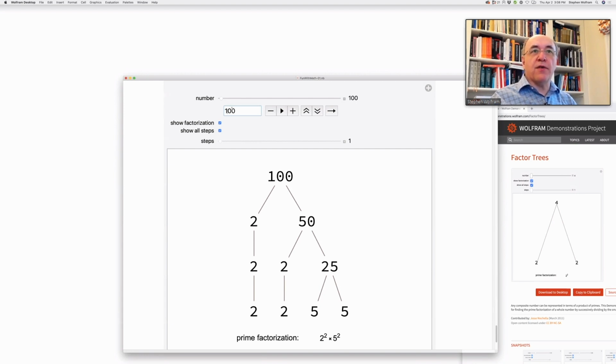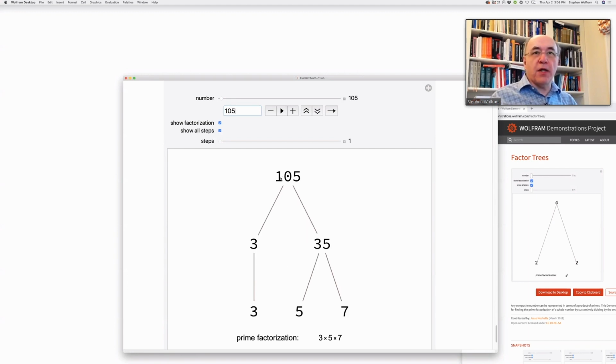Let's try doing this for 105, for example. This is showing us 105 can be broken down into 3 times 35, and the 35 can be broken down into 5 times 7, and so that's the way that we can break that number down into prime numbers. And for any number we type in here, there will always be a way. I don't know, say we type in 230, for example. There will always be a way to break it down into prime numbers.